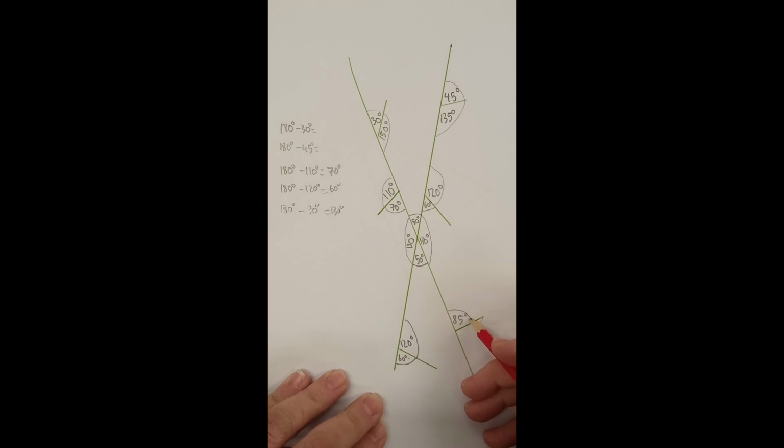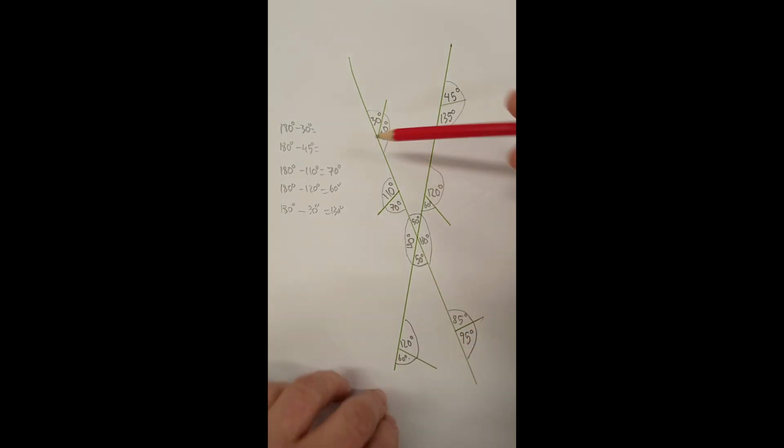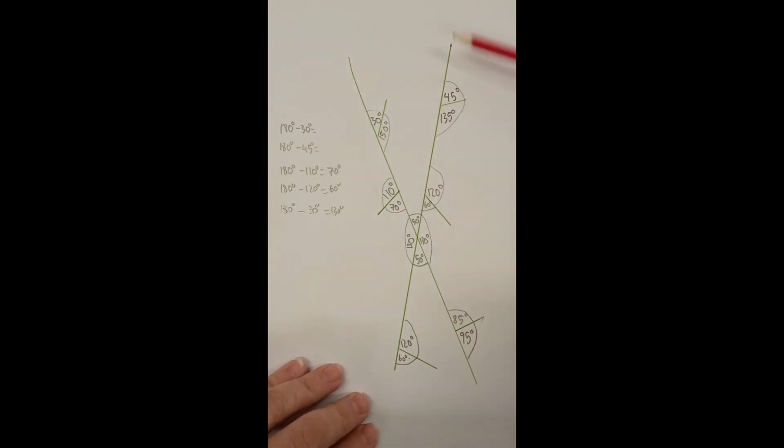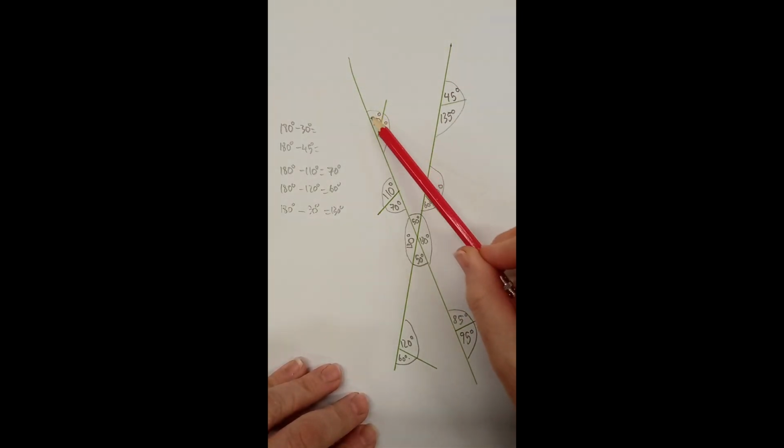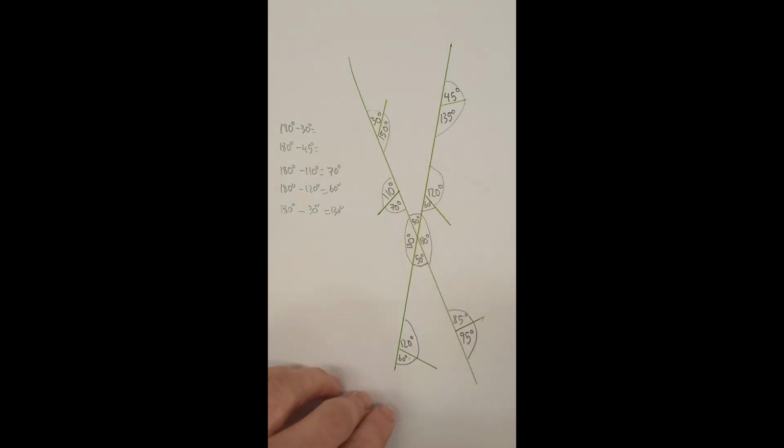And then we've got our last one here. That's another straight line. 180 subtract 85 is 95 degrees. So that's a practice using straight lines. The two angles in a straight line, if they're cut, should equal 180. And then our X, our opposites rule.